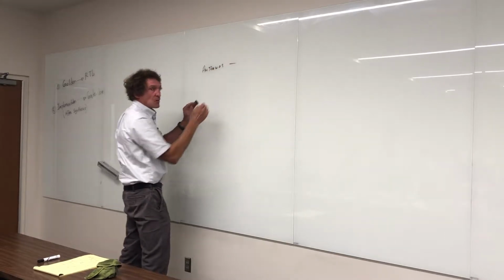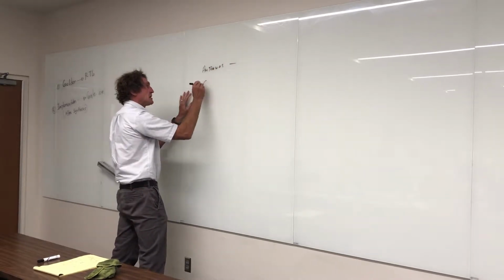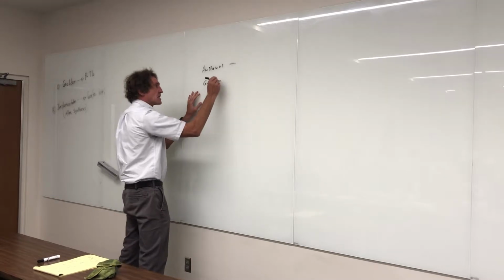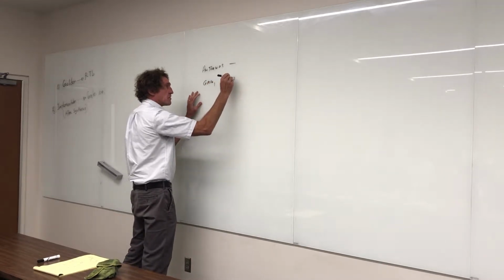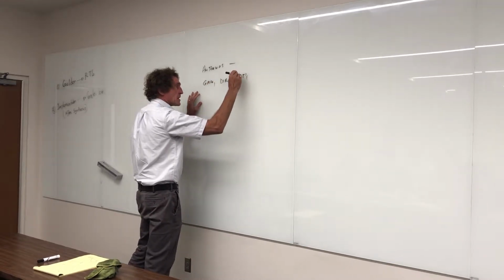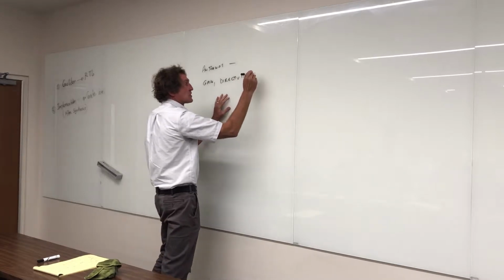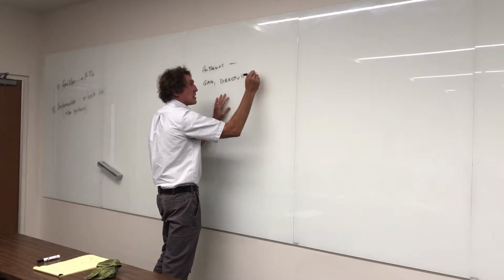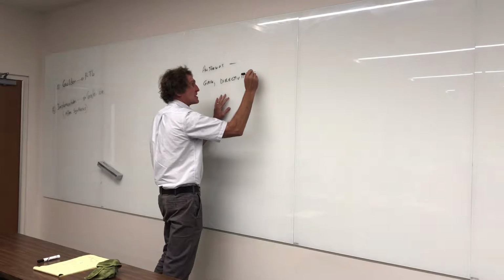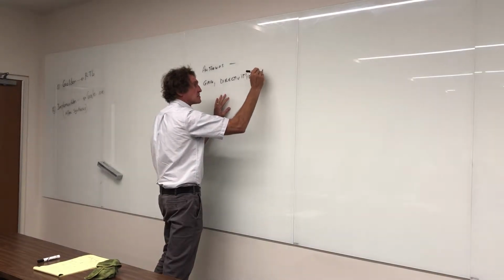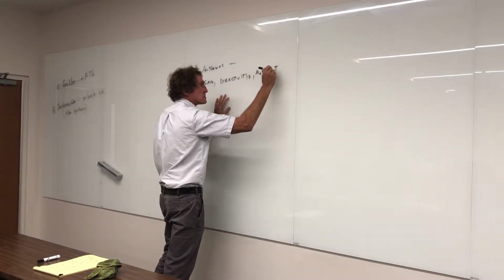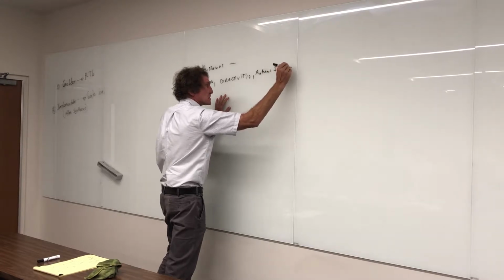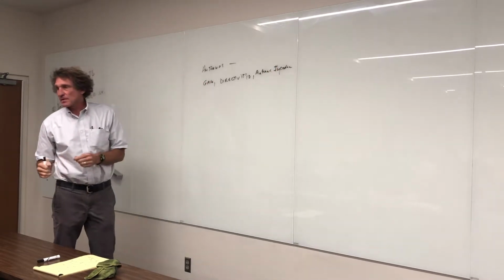And what we're going to start with is the concept of gain, directivity, and it's really, I'll call it antenna impedance. And I'm going to make all this clear. I just want to tell you what we're thinking about.